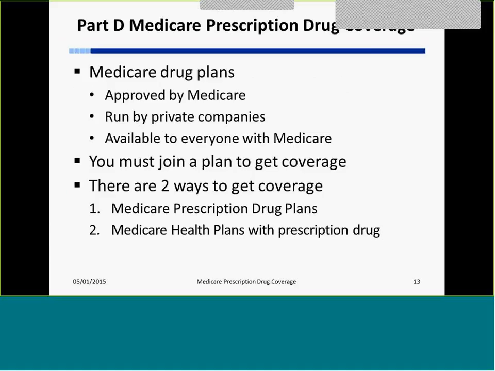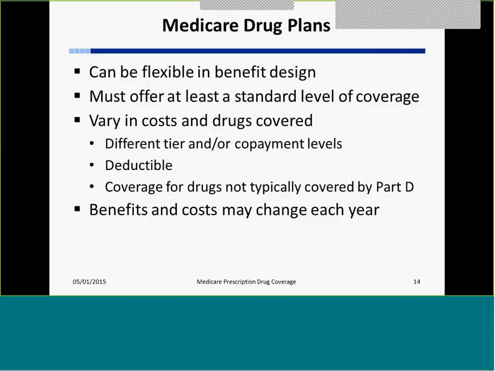Also take a look at drug plan, drug benefit cost, prescription drug plans. These are again approved by Medicare, run by private companies. Everyone who's eligible is available to everyone here. And what are the two ways I get Part D? A standard plan, or I buy a Medicare health plan, a Medicare Advantage plan that has the drug coverage built in.